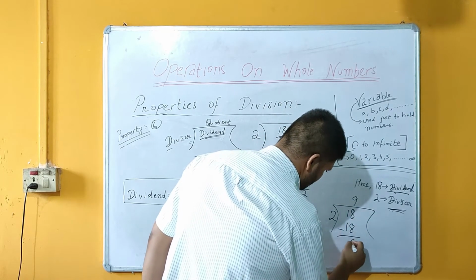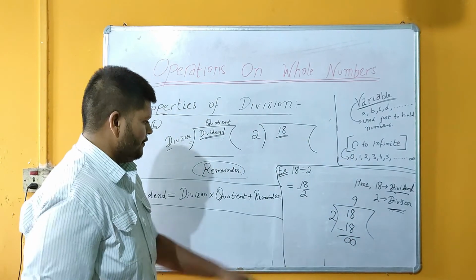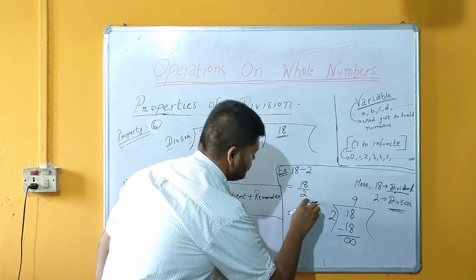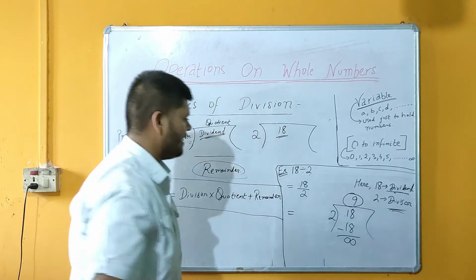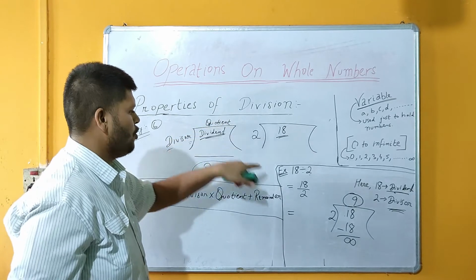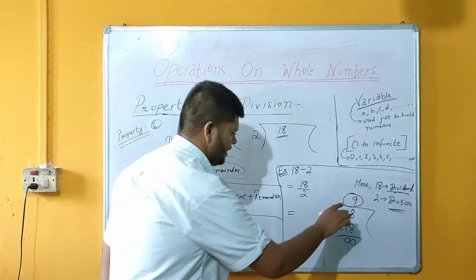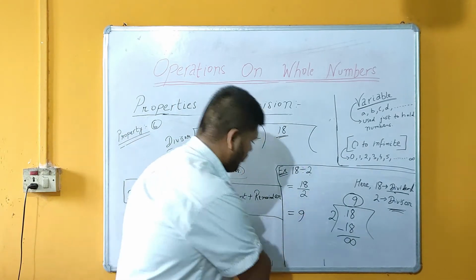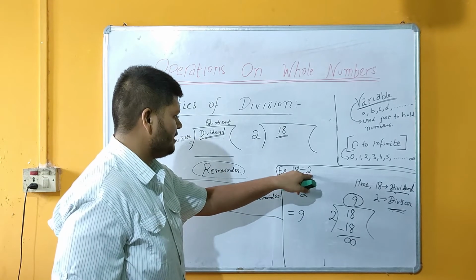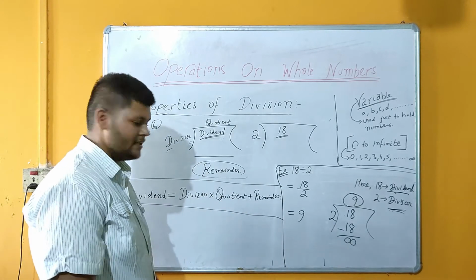8 minus 8, you will get 0. 1 minus 1, you will get 0. So you are getting the quotient. Once you have done 18 by 2, you get the quotient value. Whatever you write above this structure will be considered as the quotient. So here we are getting the quotient as 9. That means on dividing 18 by 2, you will get the result as 9. I hope you are clear.